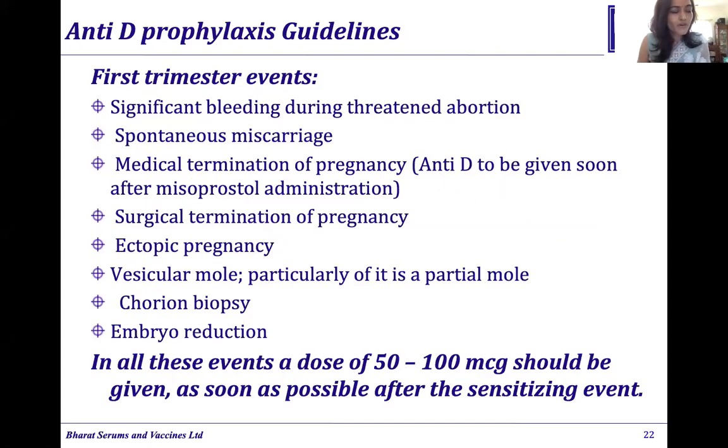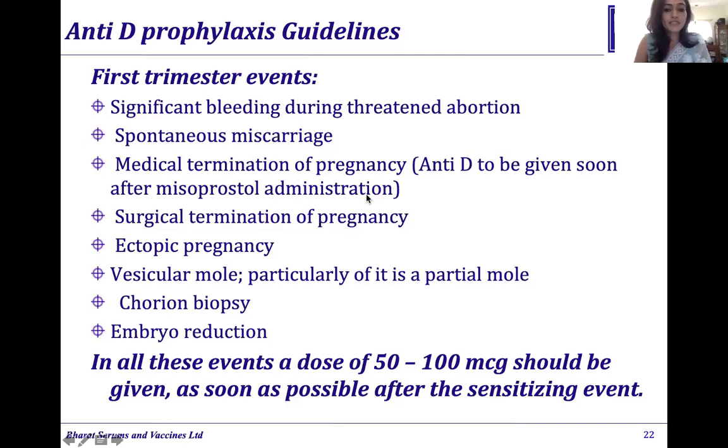Before we go on to this, let's look at the first trimester events. Significant bleeding during threatened abortion. There is the guideline which the RCOG suggests that in the first trimester, if there is a threatened abortion and there is bleeding, but the pregnancy continues, there is no indication to give anti-D prophylaxis. However, the FOGSI ICOG recommends that it's always safe to give, even in threatened abortion, even if the pregnancy continues, you give anti-D prophylaxis. Spontaneous miscarriage, yes.